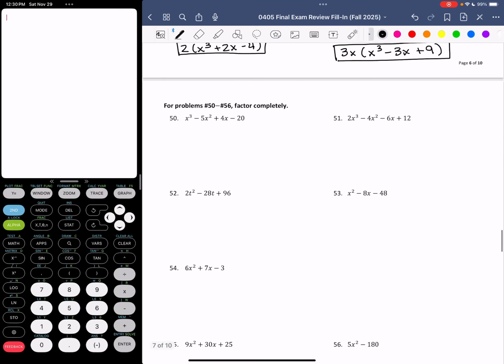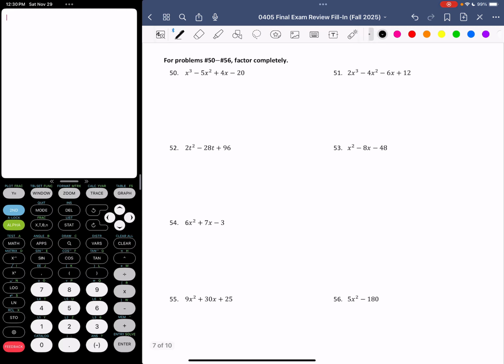Okay. Number 50. 50 through 56 is factor completely. So we are first going to look at how many terms do we have. Well, before we even look at the number of terms, do we have a greatest common factor? Actually, that's always step number 1. Is there a GCF? So when I look at all of my terms, I see x cubed, negative 5x squared, 4x, and negative 20. So I notice that the coefficient on the first term is a 1, which means for the number, GCF can only be a 1.